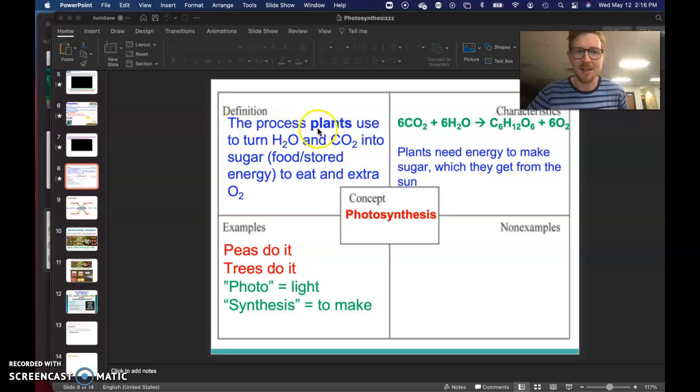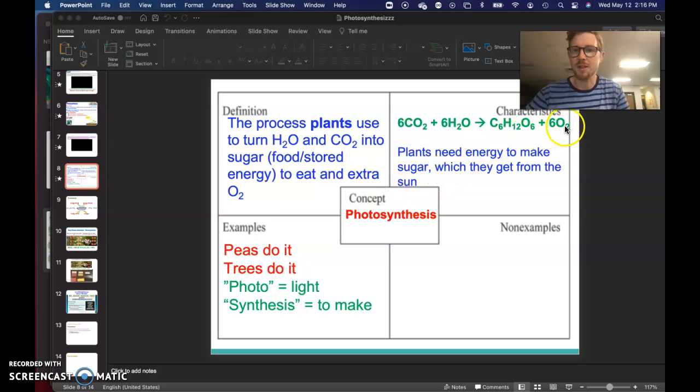Photosynthesis is the process plants use to turn water, H2O, and carbon dioxide, CO2, into sugar, which is also food. It's stored energy that plants and animals need to survive. So they turn it into sugar to eat, and they produce extra oxygen, O2. So the reactants, the things you start with, water and carbon dioxide, are turned into sugar, or the energy which is stored in the sugar, and extra oxygen.